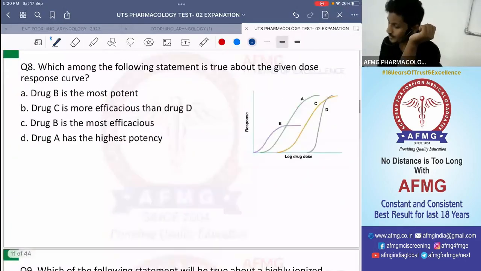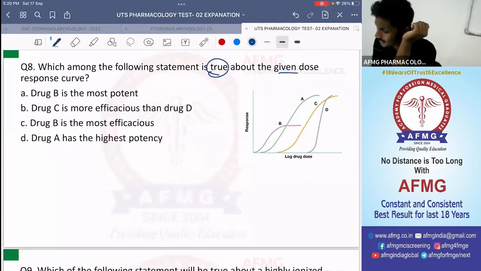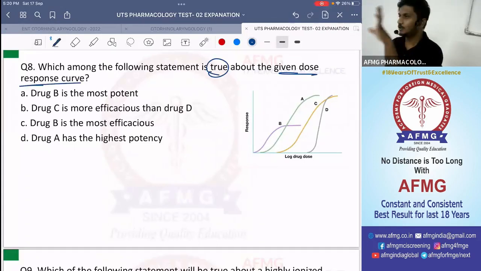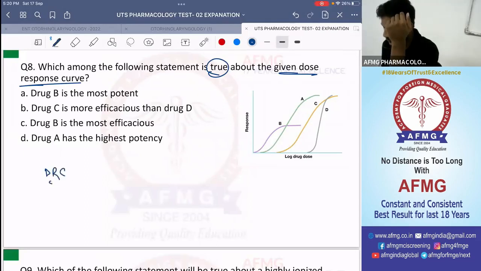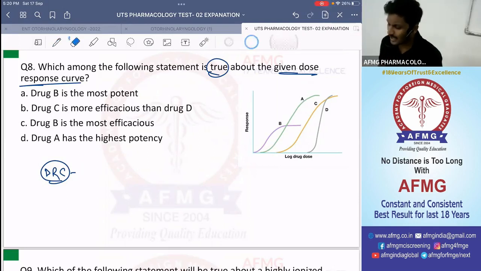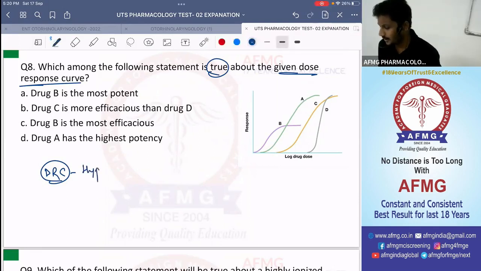Question number 8 now. Which among the following statements is true about the given dose response curve? What is the usual shape? आने दो मेरे को. What is the usual shape of the dose response curve? Did I mention log dose response curve? So please remember the dose response curve का shape होता है usually rectangular hyperbola या hyperbola बोल लो. ठीक है? It is hyperbola. But if I mention log DRC, the shape of a log DRC would be sigmoidal shape or S shape. No issues with this, anybody?